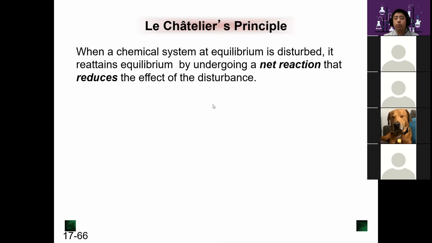Again, as I'm scrolling, you won't be able to see me scrolling, but you should be able to scroll it on your own. And then the last question, which one will cause the reaction to shift to the right? That is when Q is less than K. Any questions up to this point? Aqueous is definitely in the equilibrium expression. So aqueous and gases are in the equilibrium expression.